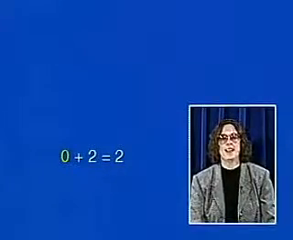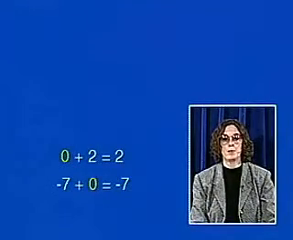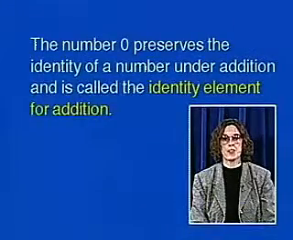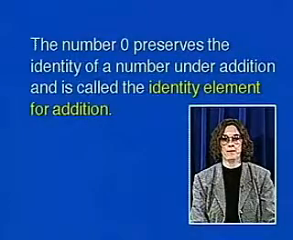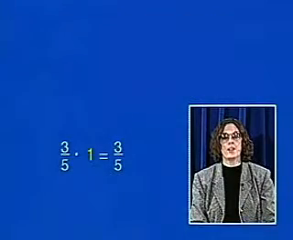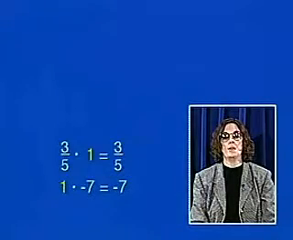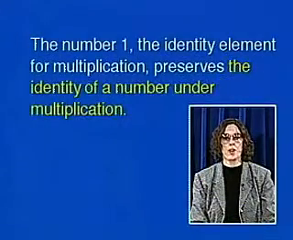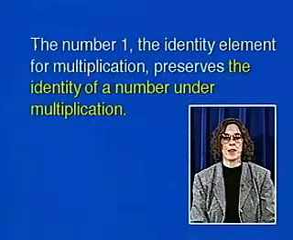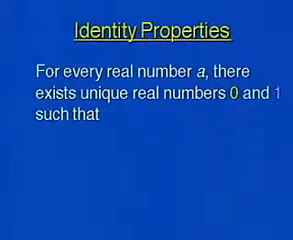Now let's talk about some identity properties. Notice that if we take 0 plus 2, we get 2, and if we take minus 7 plus 0, we get minus 7. So the number 0 preserves the identity of a number under addition, and is called the identity element for addition. Let's look at another operation. If we take 3/5 times 1, we get 3/5, and 1 times a negative 7 equals negative 7. So the number 1, the identity element for multiplication, preserves the identity of a number under multiplication. These are called the identity properties.